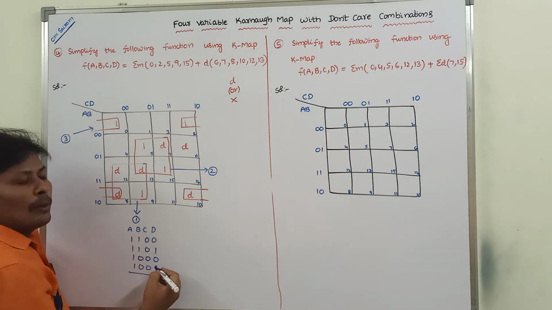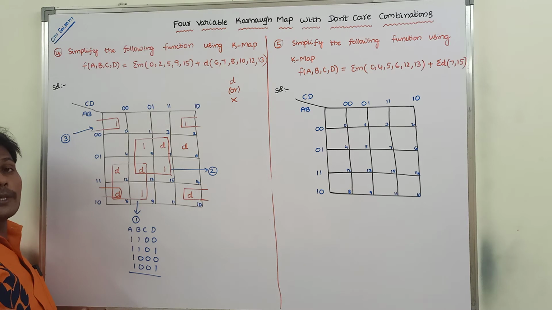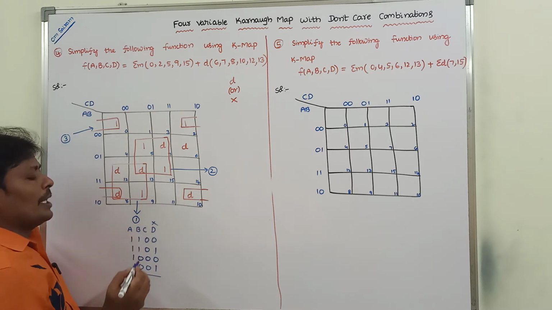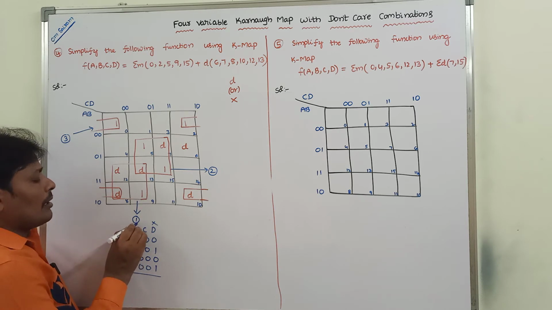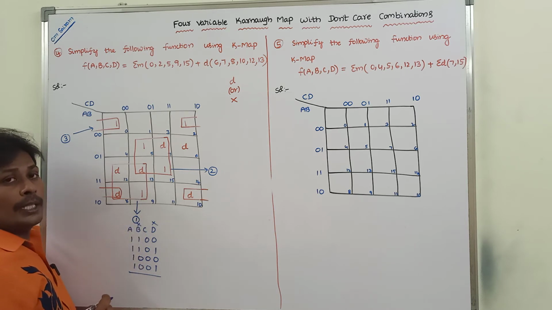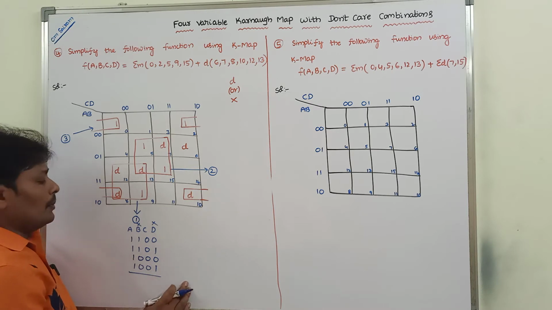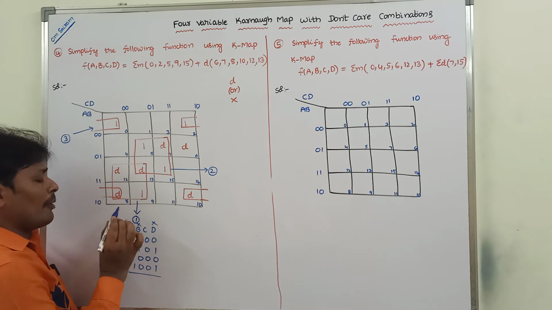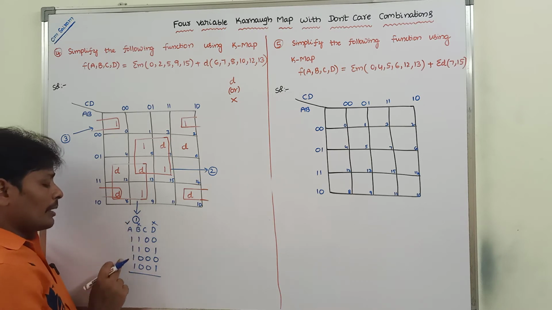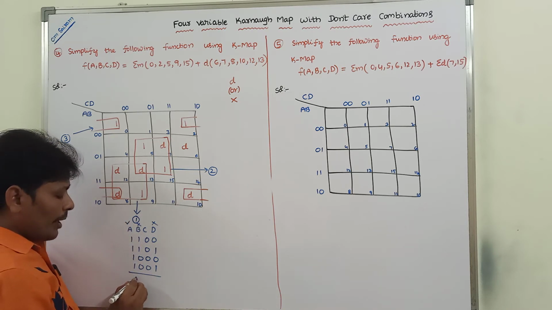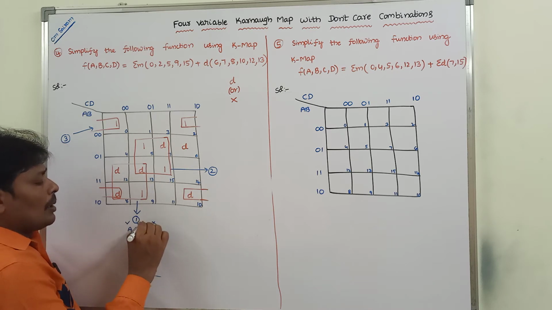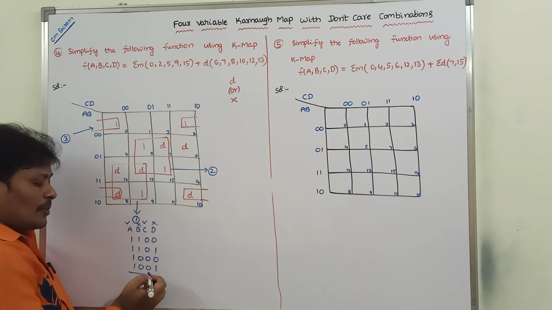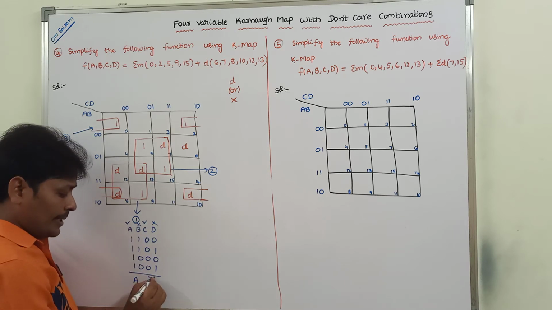Any column that contains a combination of zeros and ones, we have to ignore that column. D column contains a combination of zeros and ones and B column contains a combination of zeros and ones, we have to ignore those columns. Next, the A column contains only ones, we have to consider that column. In that column A value 1 means we write A. C column contains only zeros, we have to consider that column. In that column C value 0 means we write C bar.